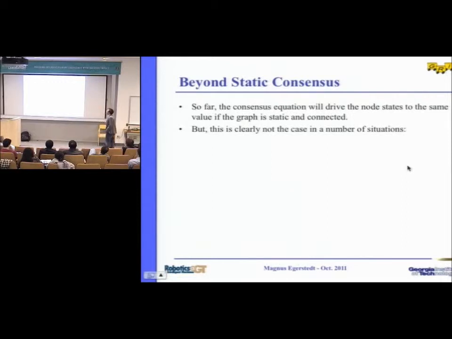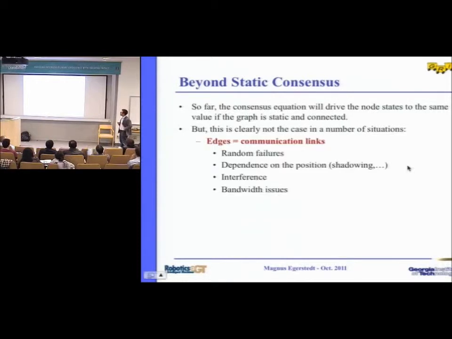So what did I claim? Well, the consensus equation will drive the node states to the same value if the graph is static and connected. I should point out, though, that I'm by no means taking credit for the consensus equation. People are arguing over who was first. My bet is on John Tsitsiklis, but it's not entirely clear, but certainly not me.